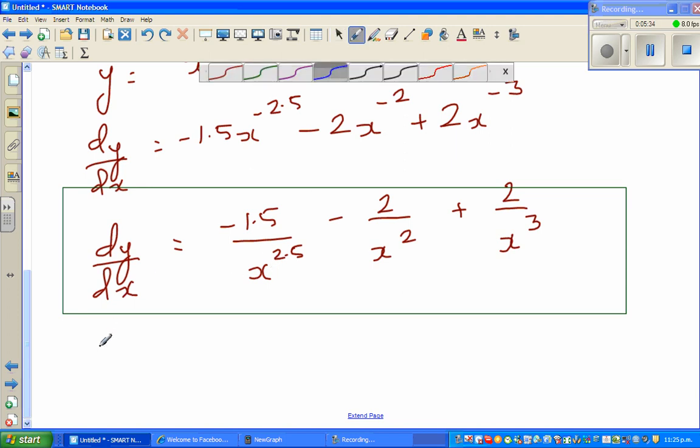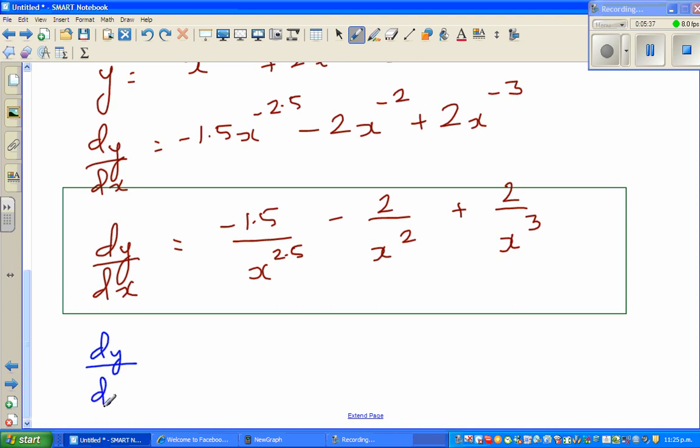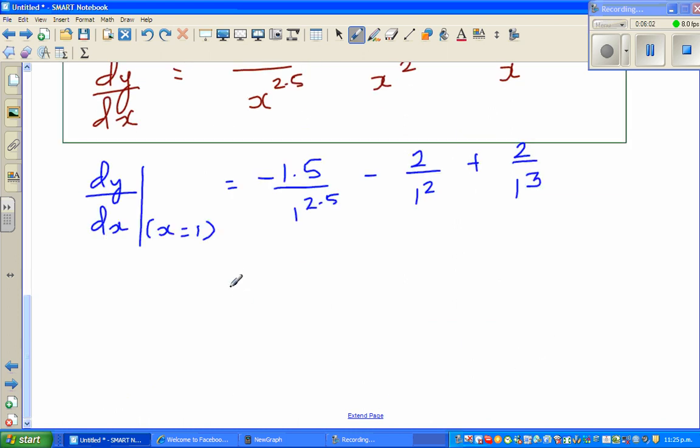So let me use a different pen. So dy by dx, this is a way of writing when x is equal to 1. What I have to do is simply put 1 into this equation. So it's minus 1.5 over 1 to the power 2.5, minus 2 divided by 1 squared, plus 2 divided by 1 cubed. 1 to the power 2.5 is 1, so this is minus 1.5, minus 2, plus 2. So my final answer is minus 1.5. So I have confirmed my answer is right.